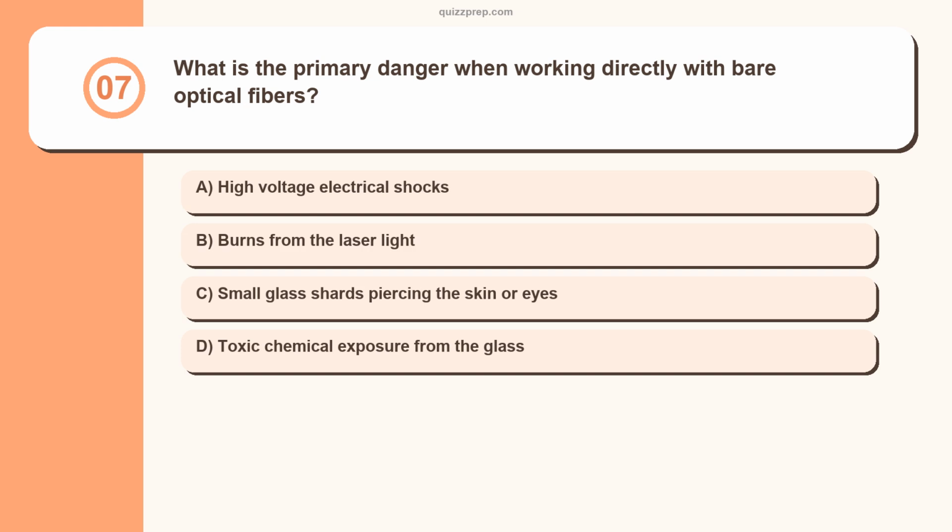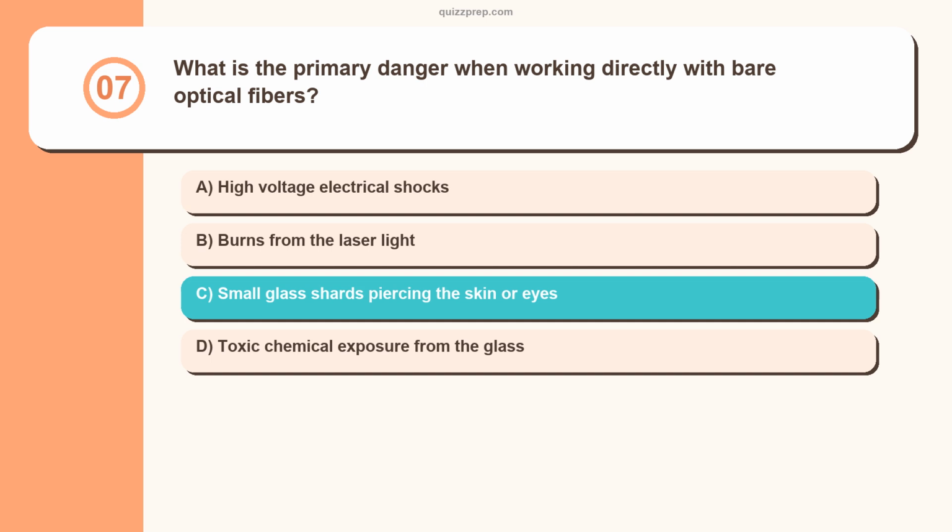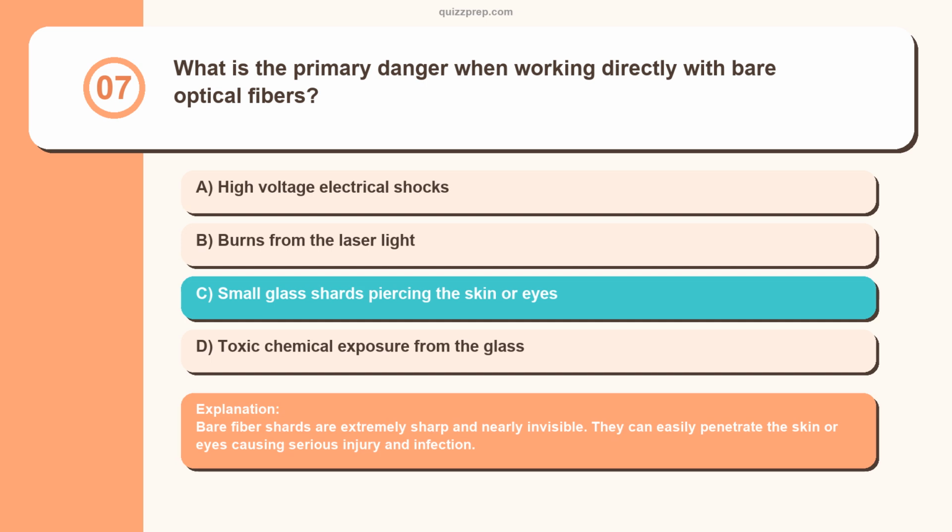Question 7. What is the primary danger when working directly with bare optical fibers? High voltage electrical shocks, burns from the laser light, small glass shards piercing the skin or eyes, toxic chemical exposure from the glass. Bare fiber shards are extremely sharp and nearly invisible. They can easily penetrate the skin or eyes, causing serious injury and infection.